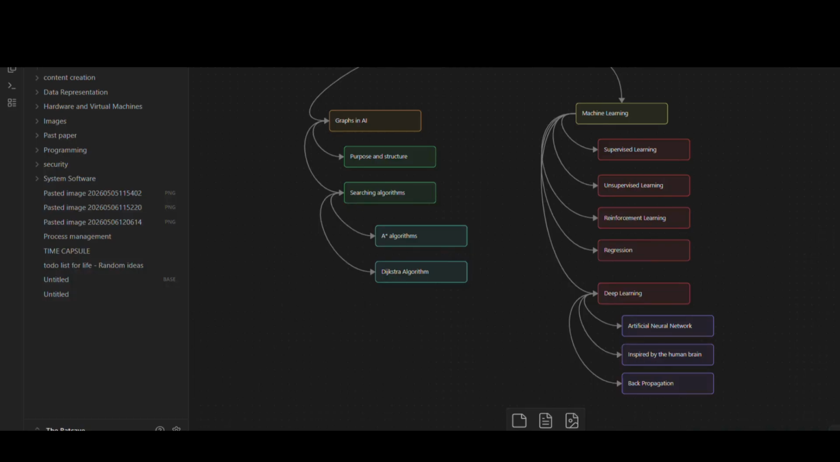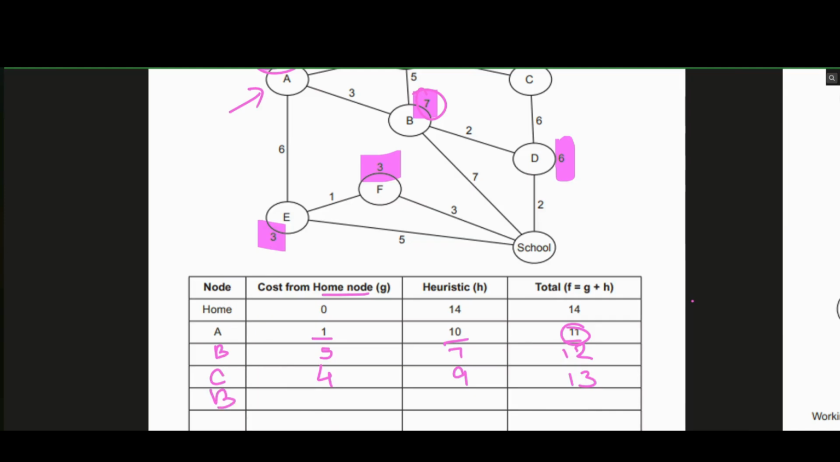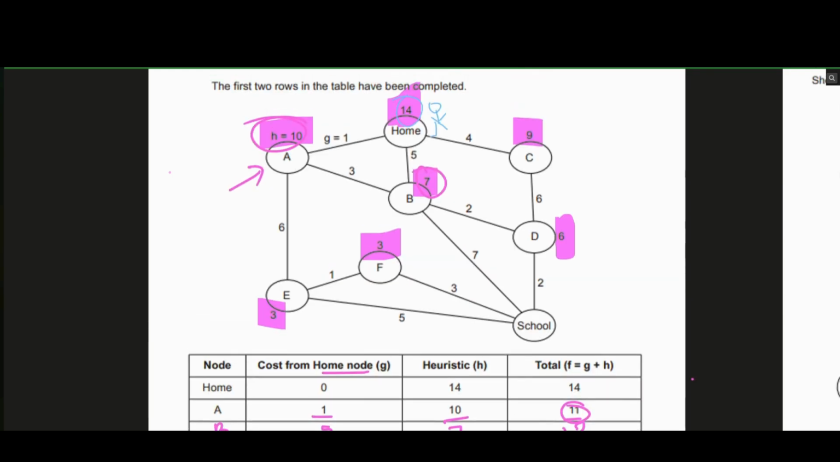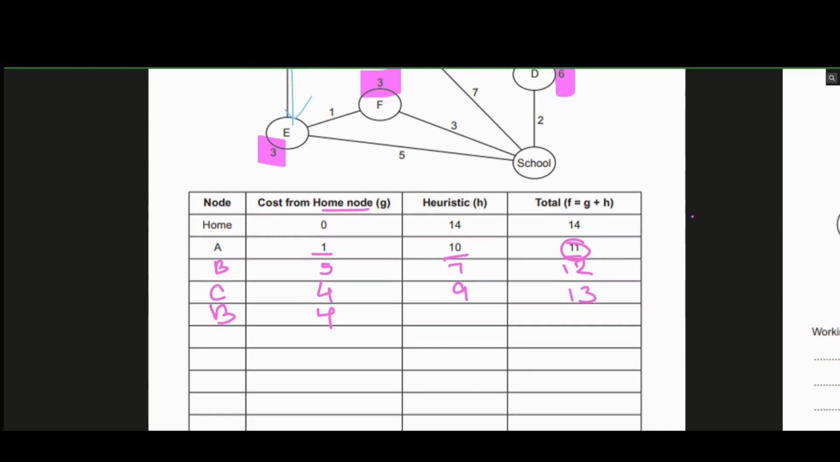A to B, that is going to be 3, right? So 3 plus 1, which is 4. Why 4? Understand this. So I'm going like this: home to A, which is 1, then A to B, so 1 plus 3. This is going to give me 4.